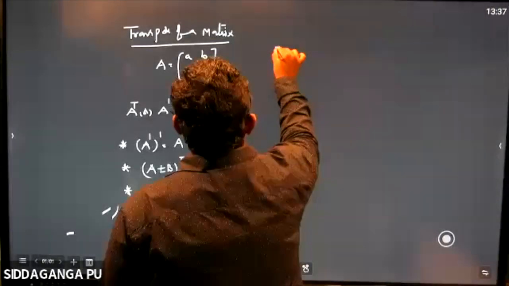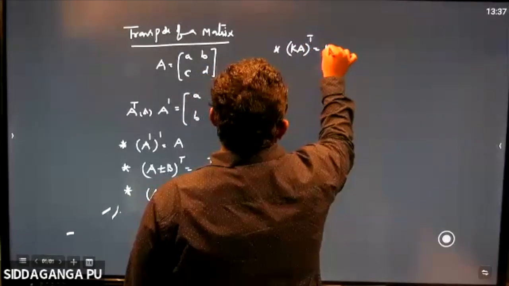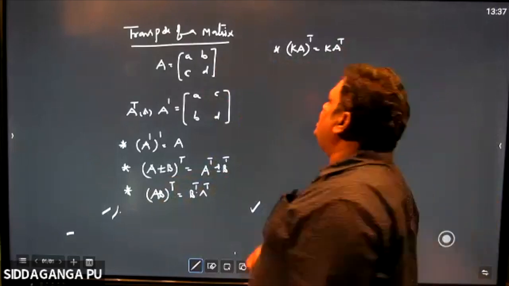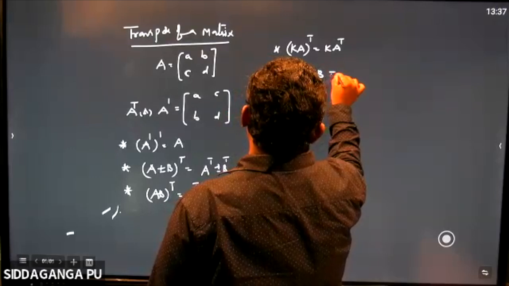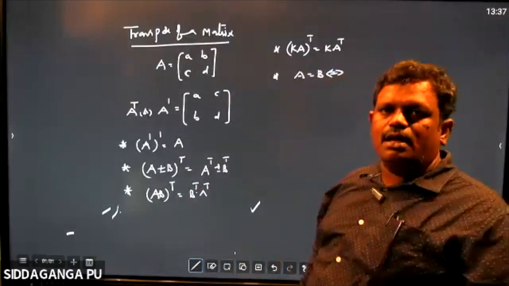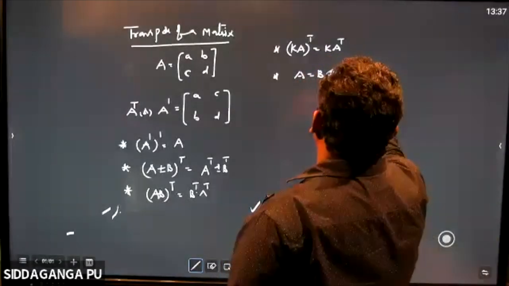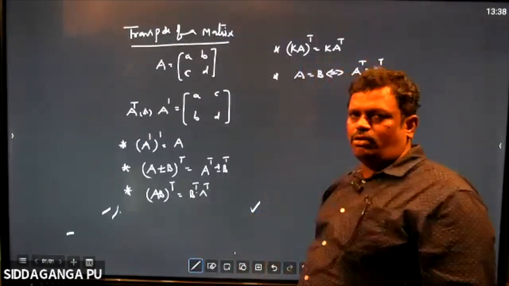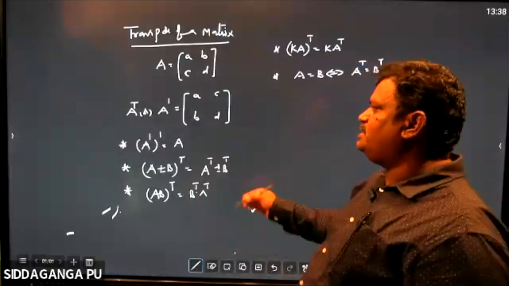Another point: if we multiply any constant K into A, then K A whole transpose is equal to the constant into the matrix transpose, K into A transpose. Now, regarding equal matrices: yesterday we discussed that two matrices are equal when they have the same order and the corresponding elements are the same. When two matrices are equal, their transposes are also equal. This is also an important concept, and it has been given in exam bits. So we should remember these conditions.